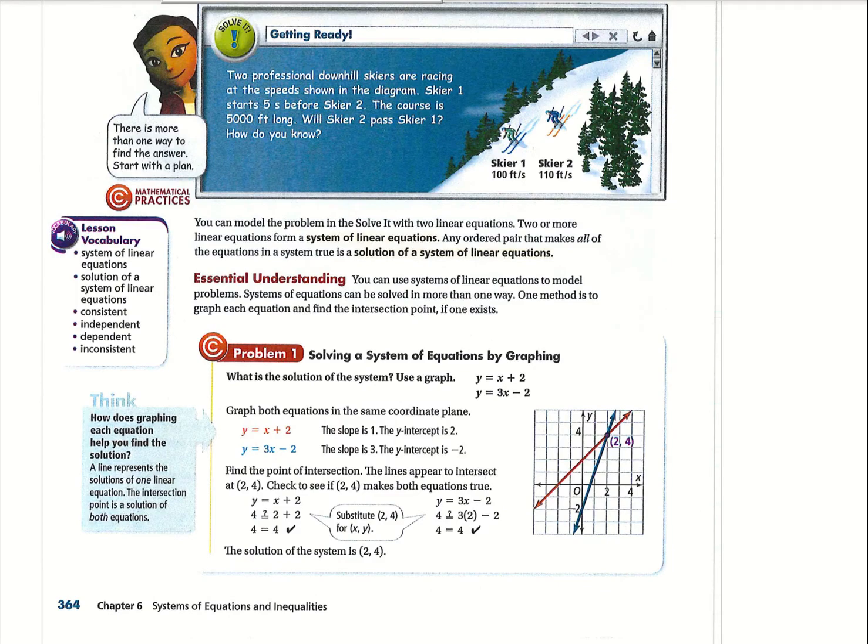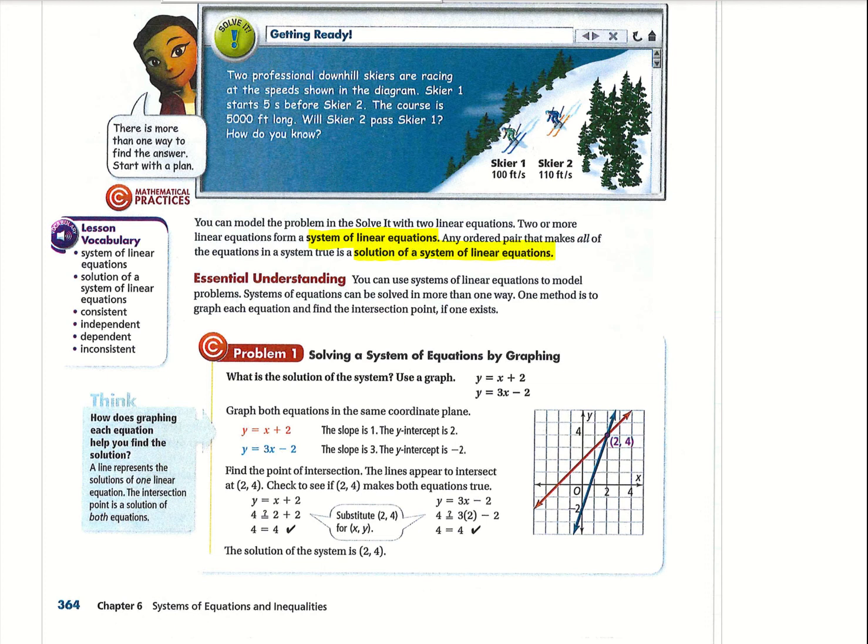All right, so to start, we should probably define what a system of equations is. A system of linear equations is where we have two or more linear equations. Two or more of them will form a system of linear equations, all right? And any ordered pair that makes all the equations in a system true is a solution of a system of linear equations, all right?